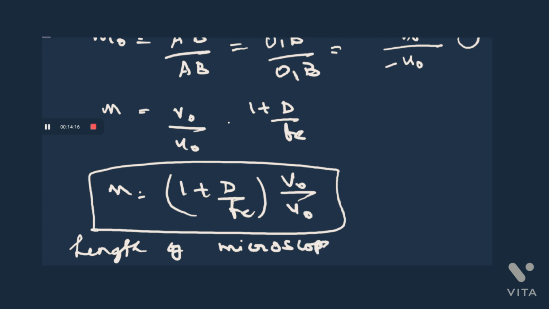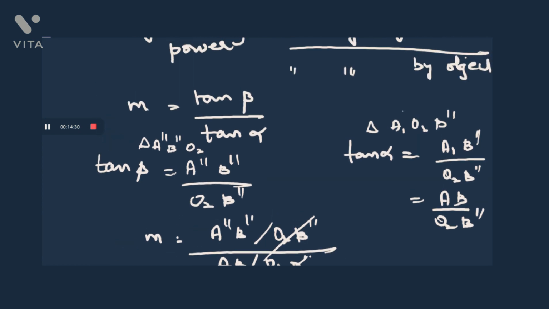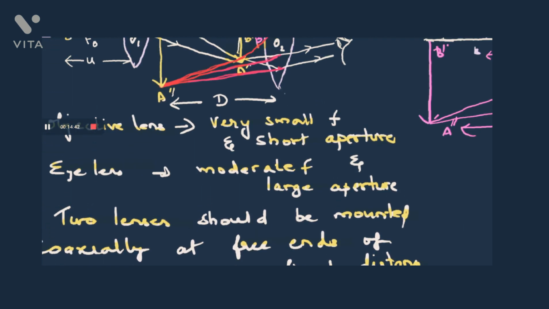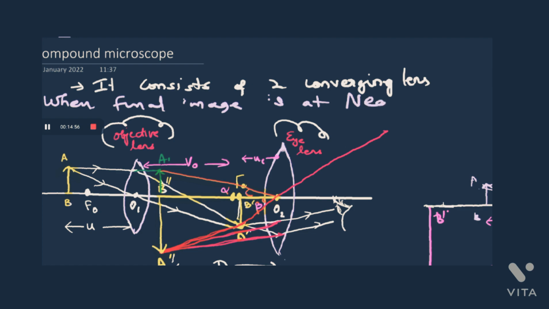And of course, the length of the microscope tube is L equal to V0 plus UE. This formula is suitable when the image is formed at the least distance of distinct vision. That means, when the final image is at the near point. This is the first condition.